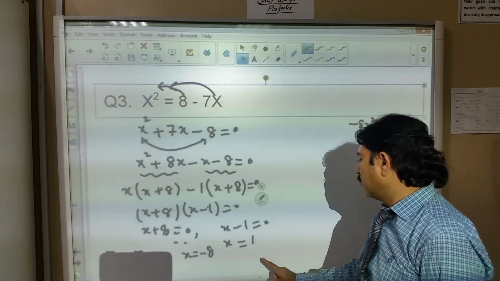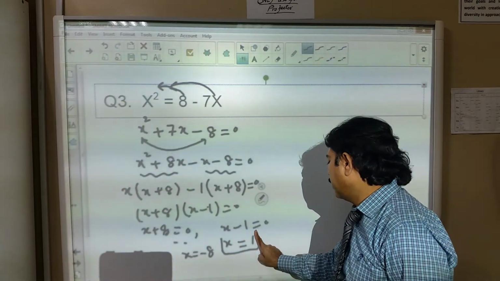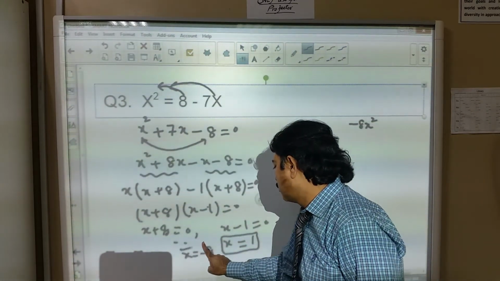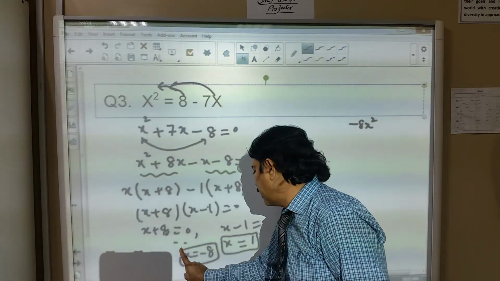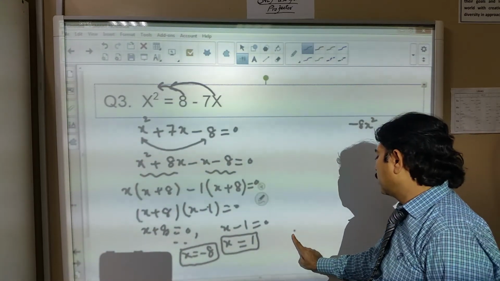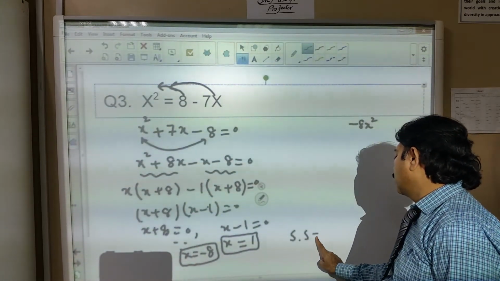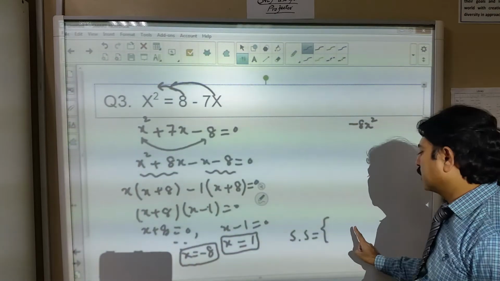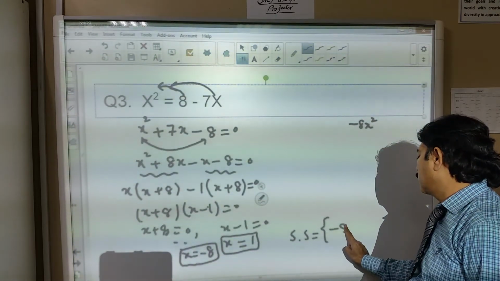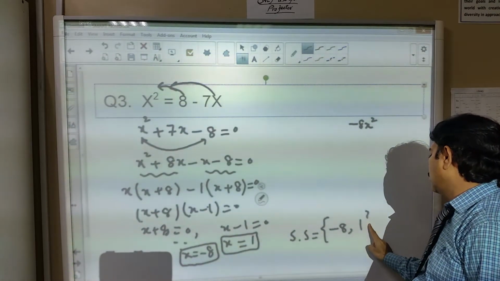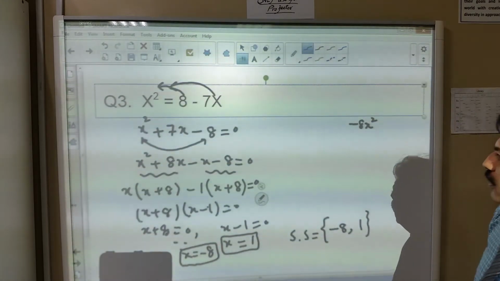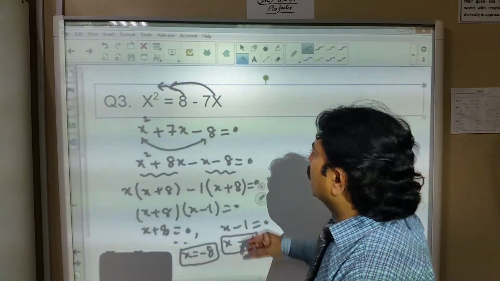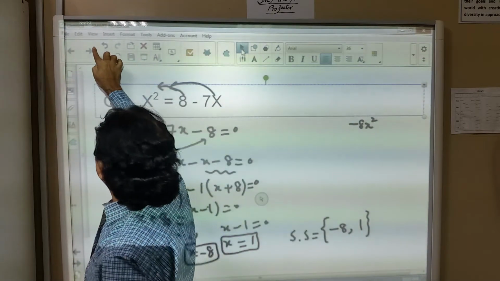So your solution set is x is equal to 1 and x is equal to minus 8. You will write the solution set in this way, with braces: minus 8 comma 1. This is the method to write the solution of the equation. Now next question.